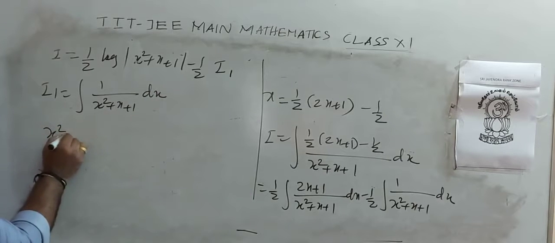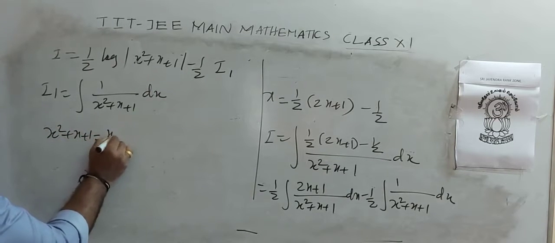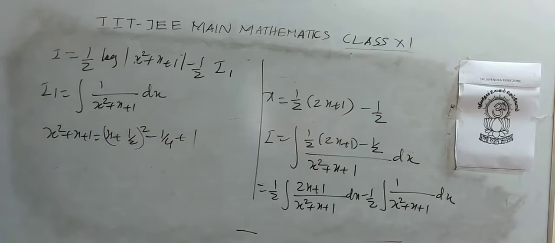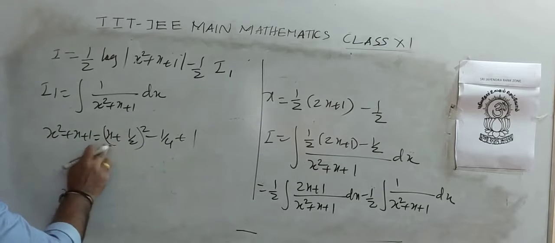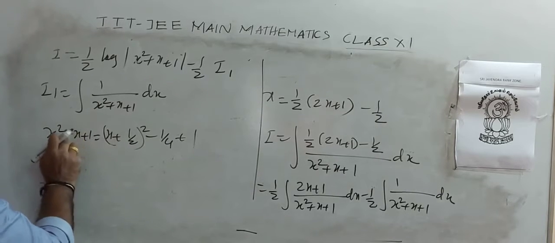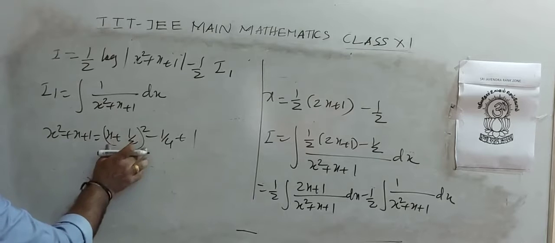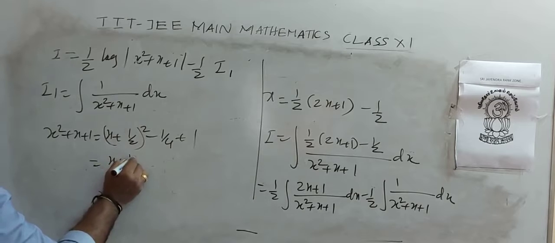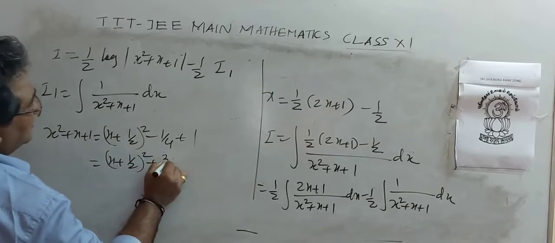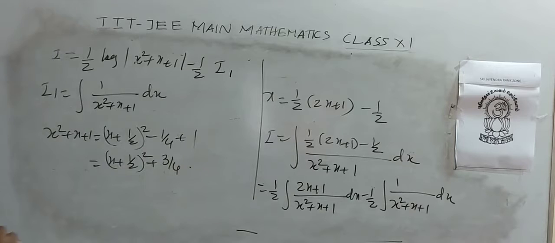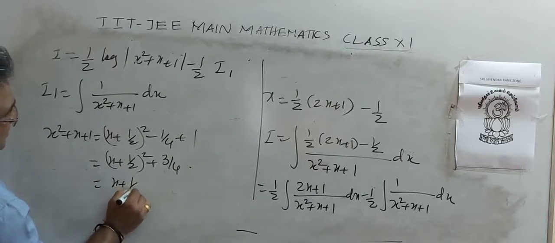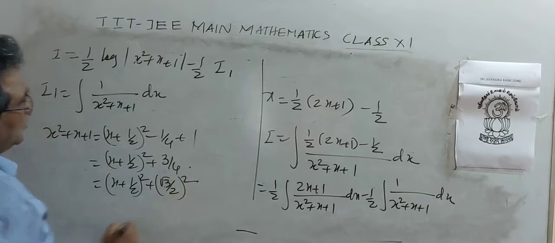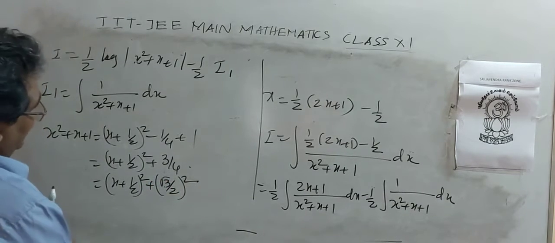So x² + x + 1 equals (x + 1/2)² minus 1/4 plus 1. We have seen already: in place of x² write x, here plus sign, divide this coefficient by 2, that is 1 by 2, apply the whole square, square this value and subtract. Then (x + 1/2)² plus 3/4, that is (x + 1/2)² plus (root 3 by 2)².